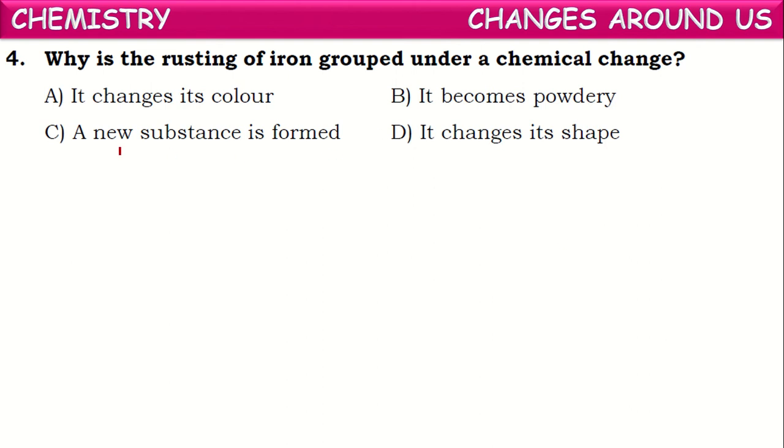That is the main reason why this rusting of iron is grouped under chemical changes, because a new substance, iron oxide, is formed.